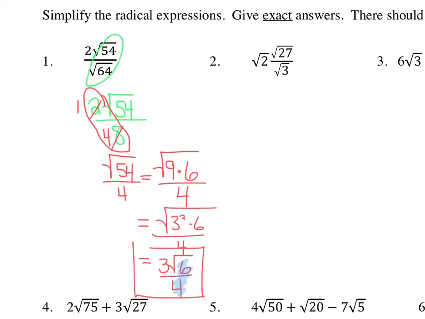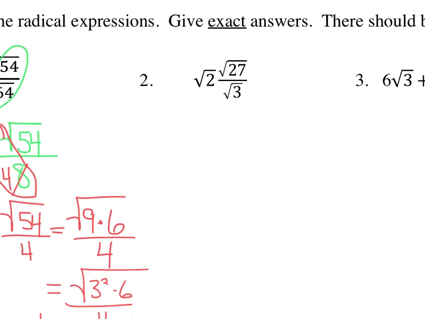All right, number 2 over here, we have square root of 2 times the square root of 27 over the square root of 3. Again, you could do this a multitude of ways, and as you practice this, you will get better at recognizing which way is maybe the most efficient and best, easiest way.